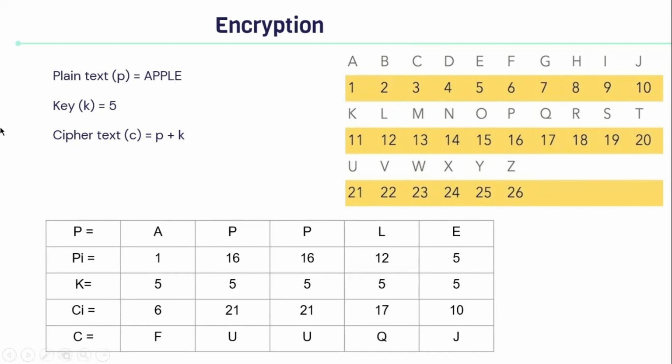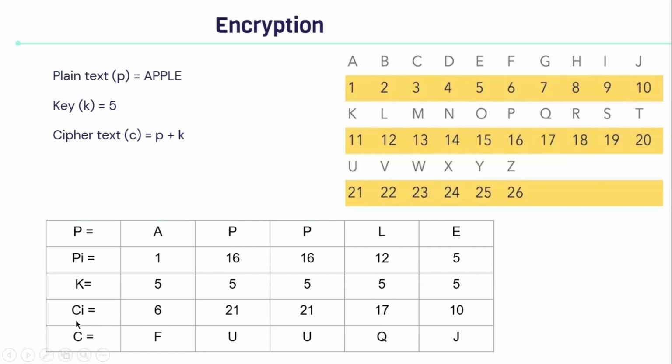In the first row, we have the plain text P, which is apple, then PI, which are the index values. So A is 1, P is 16, L is 12, and E is 5. These are the index values. Then we have the K, which is 5 for every case.